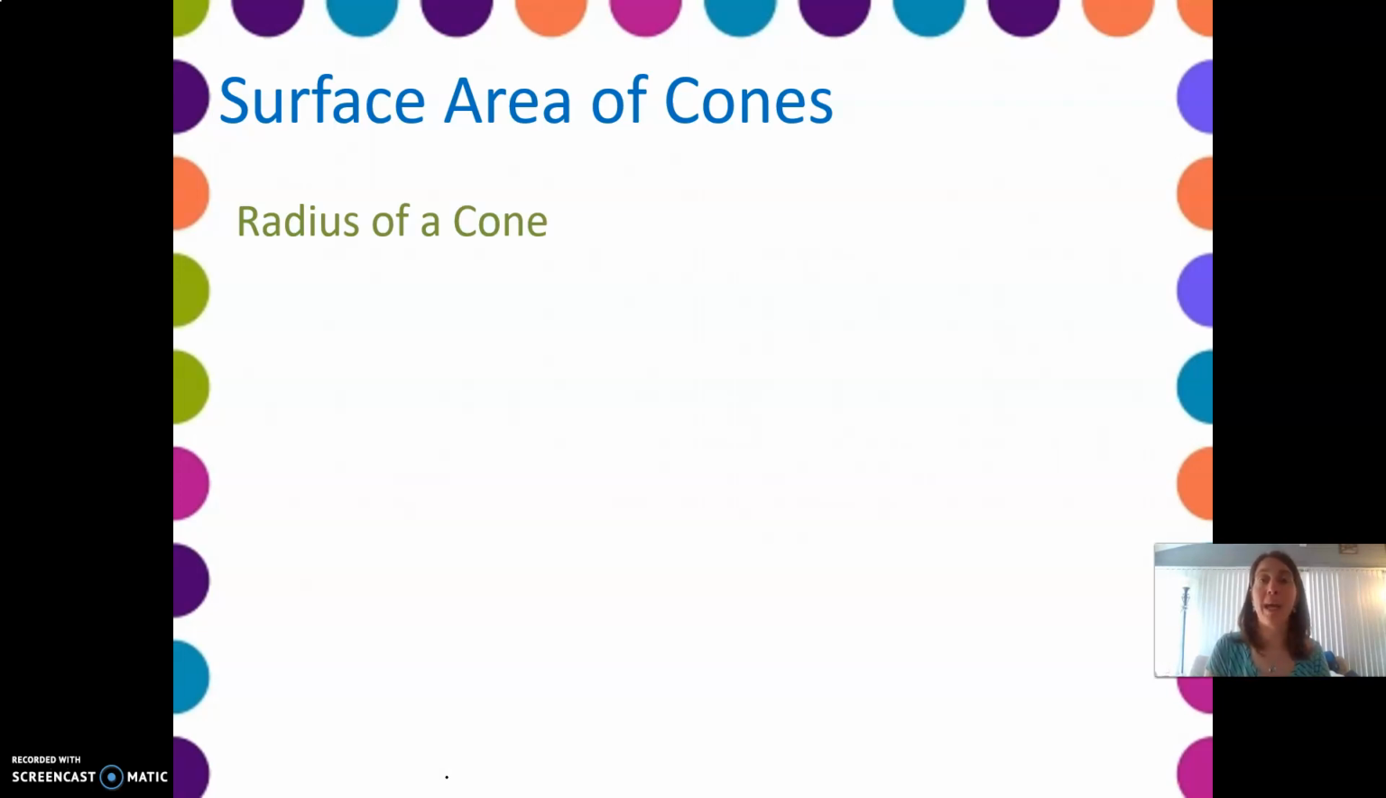So the radius of the cone is going to be the radius that's on the base, because the base is our circle. The first thing that we'll be finding about our cone is the lateral surface area. So what does that word lateral mean? It means what you have on the side.